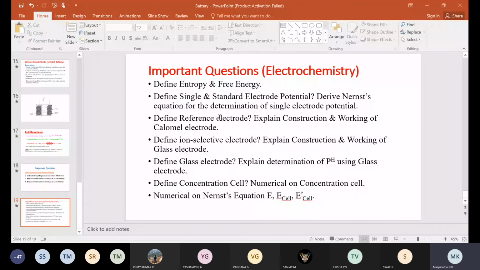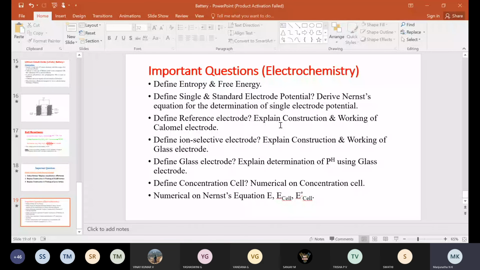So first you need to write down the reference electrode definition. That is, whatever electrode having a known or constant potential is called a reference electrode. Then you need to write down construction and working of calomel electrode: first the diagram, then construction in 4 points, then working. In that you need to write down the reactions, anode reaction, cathode reaction and overall reaction, with EMF value, that is the E cell equation. That is E cell is equal to E naught minus 0.0591 log concentration of Cl minus. Up to that you need to write down.